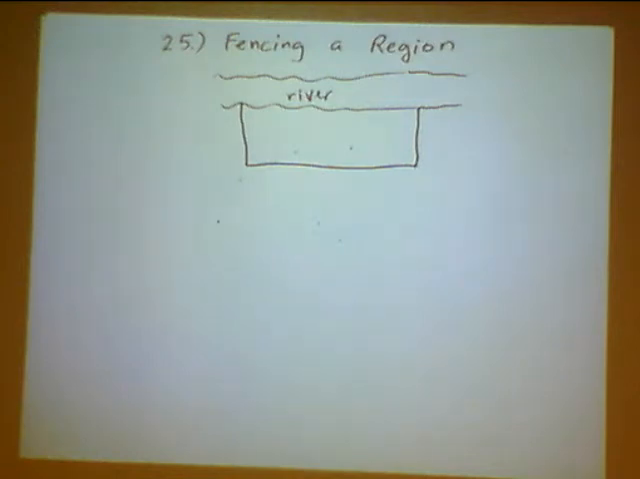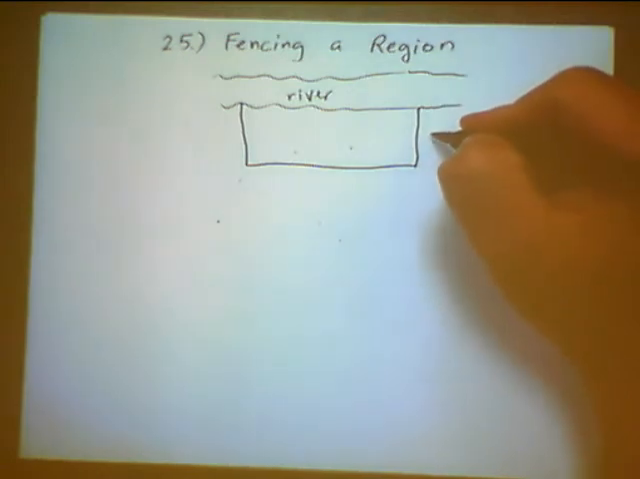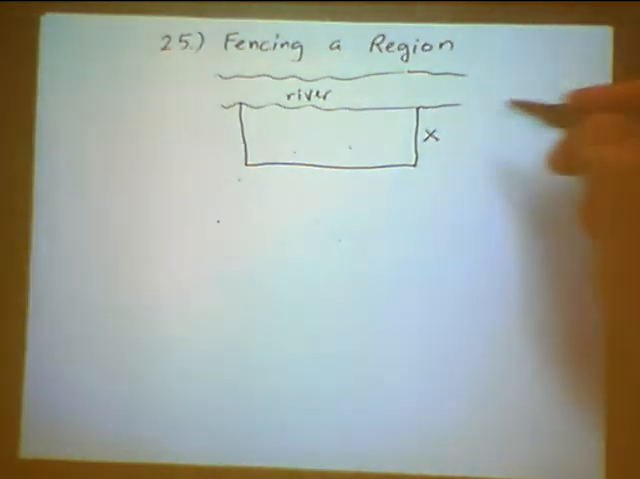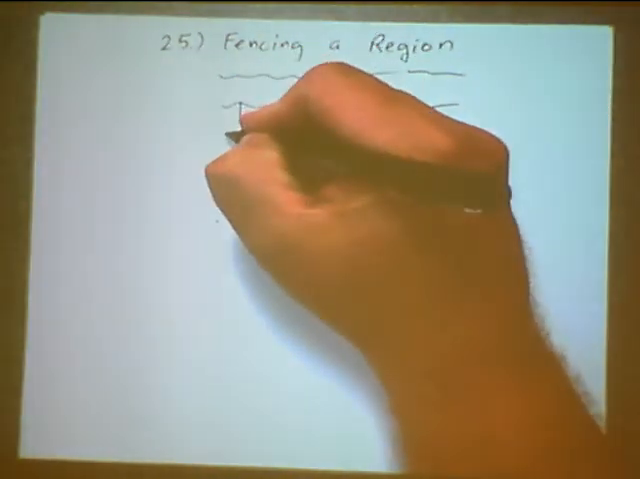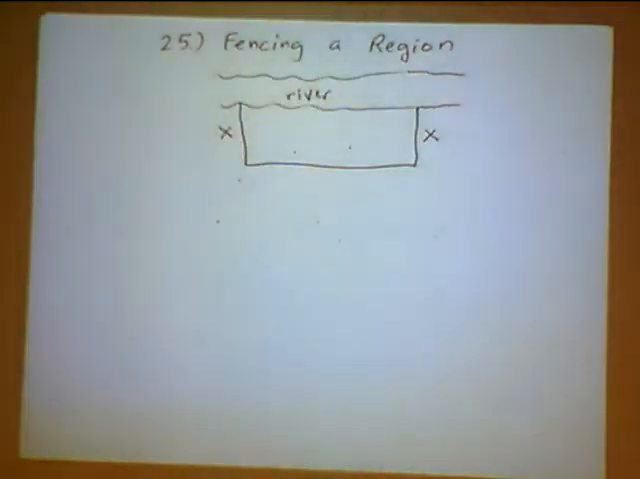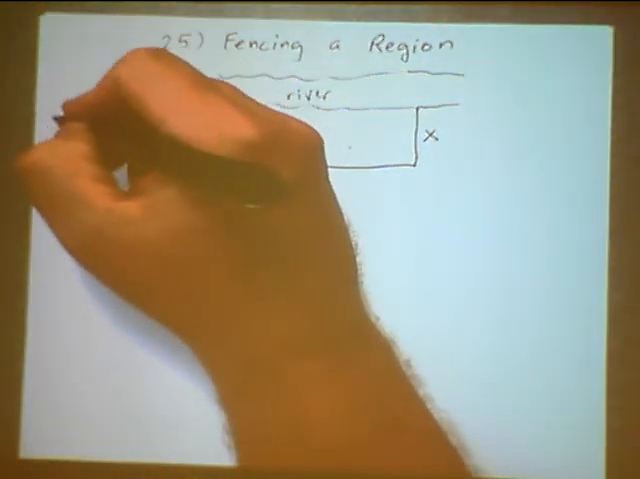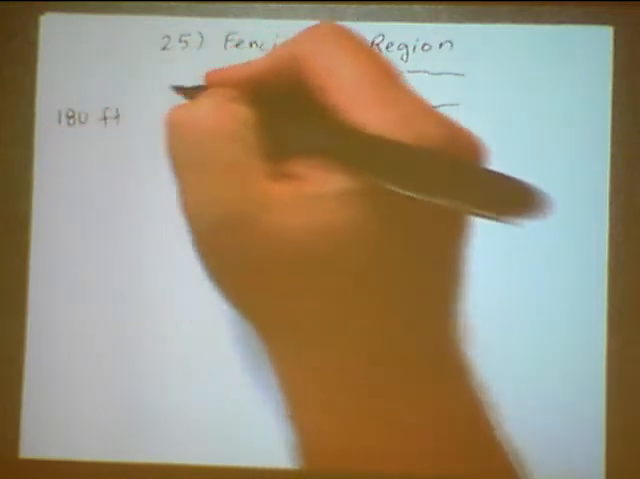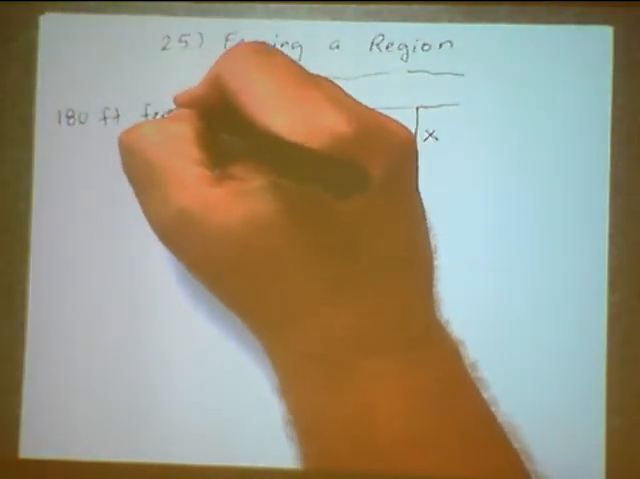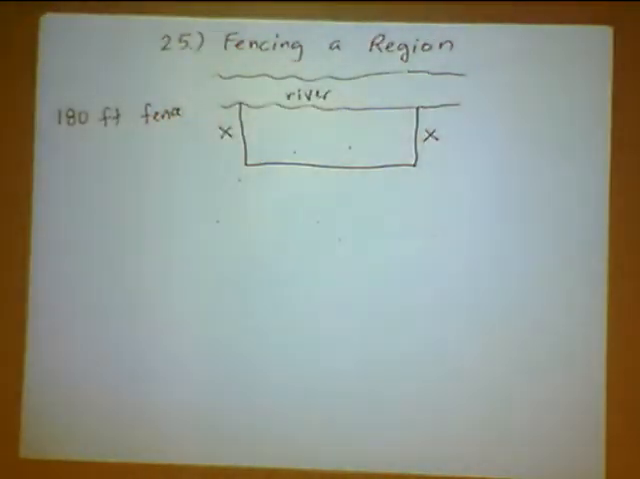Now this is going to be a rectangle, and for all these different scenarios, I'm always going to call the width of this region x. So for these three different situations, I'm always going to call the width x, therefore this width is also x. Now what do they tell us? They tell us they have 180 feet of fence to use to build this.